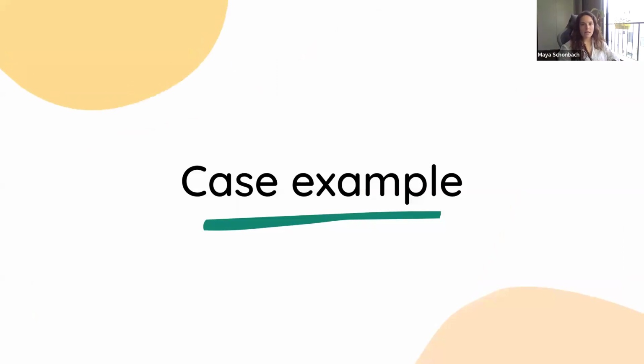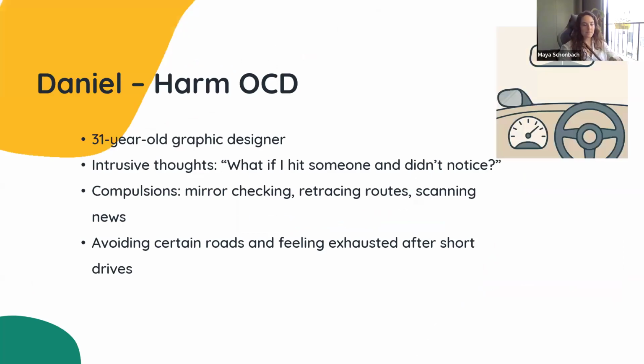All right, let's go through a case example now. Daniel is a 31-year-old graphic designer. He started having intense thoughts while driving. He started thinking things like, what if I hit someone and didn't realize it? And even without any real danger while he was driving, the thoughts triggered intense feelings of guilt and a lot of panic. And then in order to feel safe, he'd check his mirrors repeatedly.